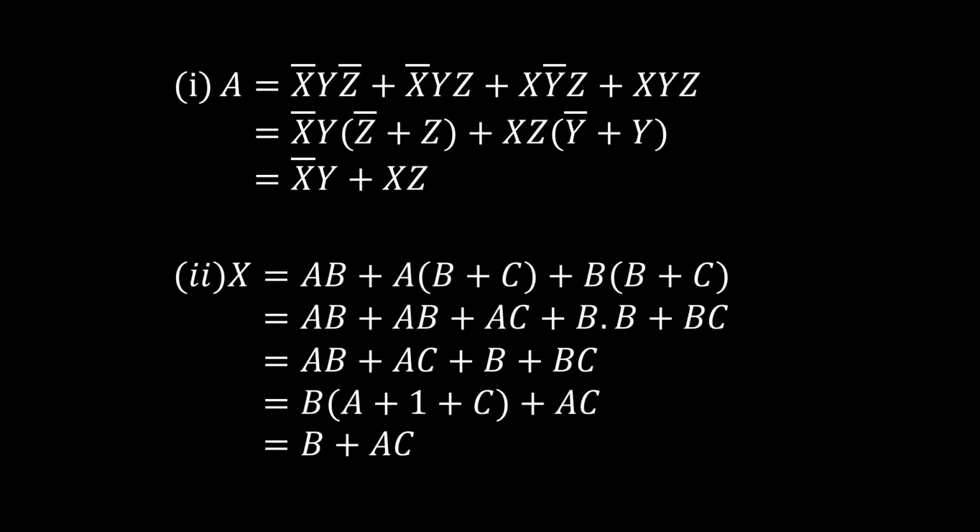In the second example, we can expand all the values. And then you will have AB or AB or AC or BB or BC. From the Boolean rules, B and B is equal to just B. Therefore, we can write it out. And then you can see that for several terms, B is common. Thus, we take out B. Then you are left with, within brackets, A or 1 or C. As there is a 1, this entire expression will become 1. Then the final answer is B or AC.